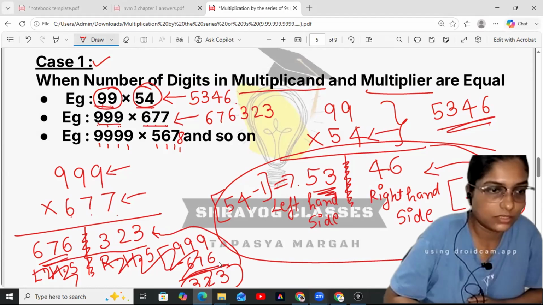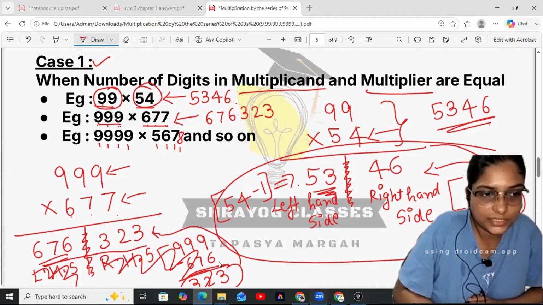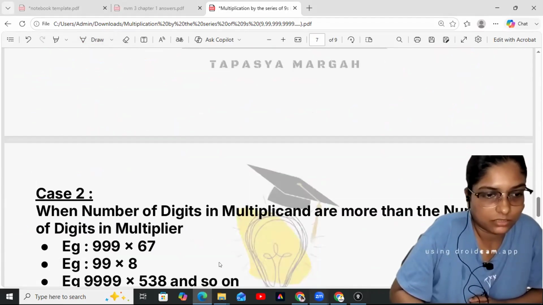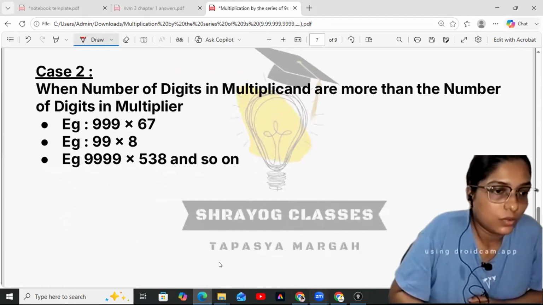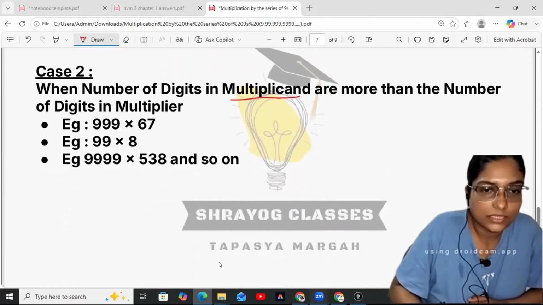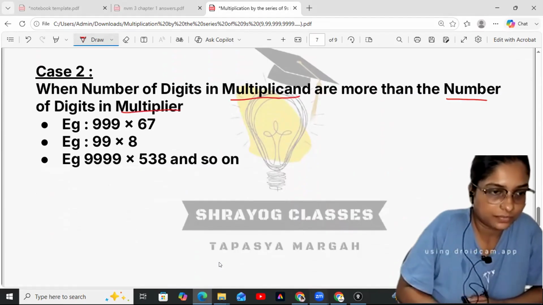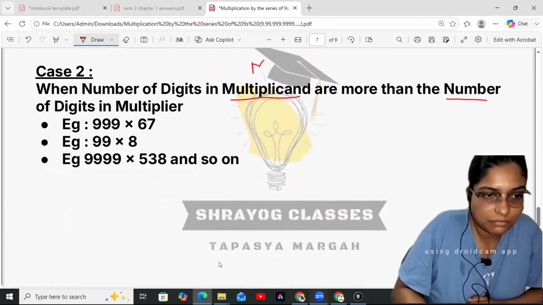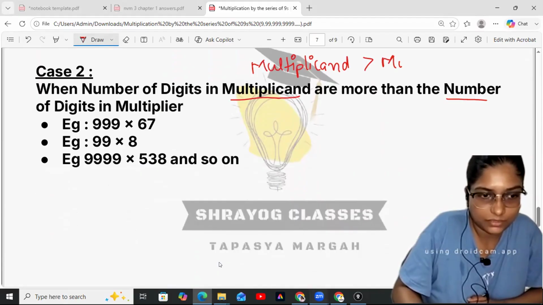This is case 1. Case 1 was when the number of digits in the multiplicand and the multiplier are similar. Then we use this particular method to calculate faster. Now case 2, when the number of digits in the multiplicand is more than the number of digits in the multiplier.